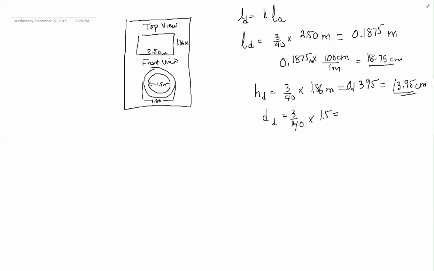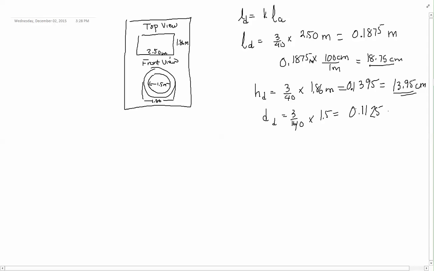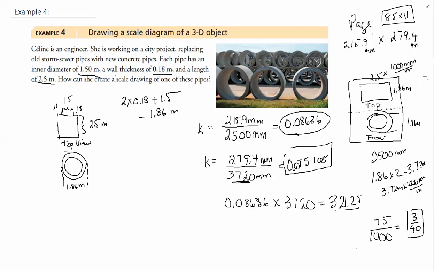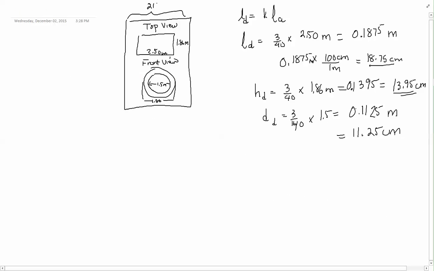And we get a diameter of 0.1125 meters, which is 11.25 centimeters. And so it fits inside of our page. Our page this way is, let me just pop back there, 216 approximately. So 216 millimeters, which is 21.6 centimeters. And so we can see that our width is small enough.